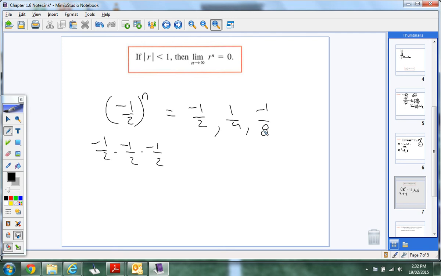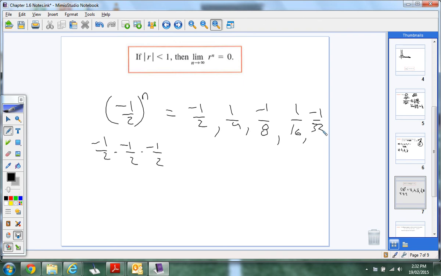Okay? So it keeps flipping back and forth. Does that make sense? Okay? So it keeps flipping back and forth and it's still approaching 0 because it's still getting smaller. Because like next one would be what? 1 over 16, right? -1 over 32. So keeps going and going. Okay? All right, very good.